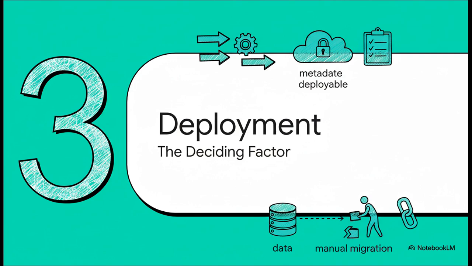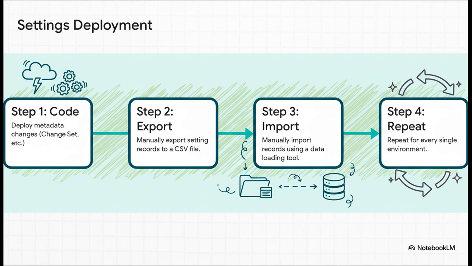And this brings us to the real deciding factor. I'm talking about deployment. How do you actually get your configuration from your dev sandbox to QA and then finally out into production? This is where the two go in completely different directions. With custom settings, since the records are treated as data, they don't come along for the ride with your normal deployments, and that means you're stuck with a painful manual process. You deploy your code, then you have to export all the settings to a spreadsheet, and then use something like Data Loader to import them. And the worst part? You have to do this for every single environment. It is slow, and it is easy to make a mistake.